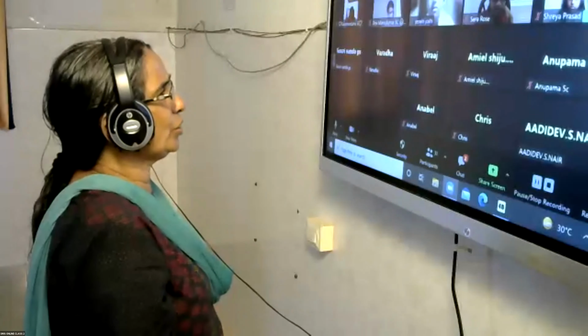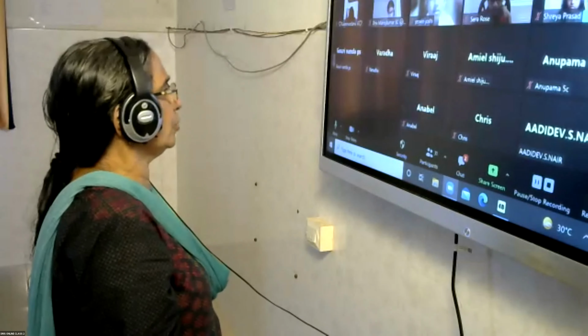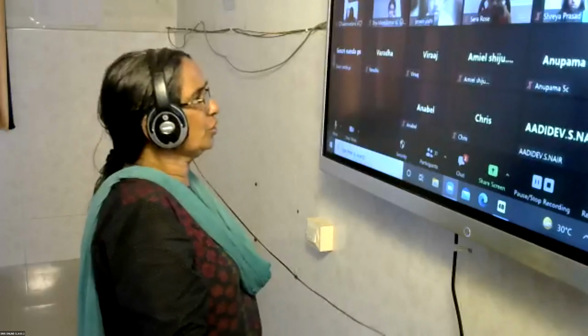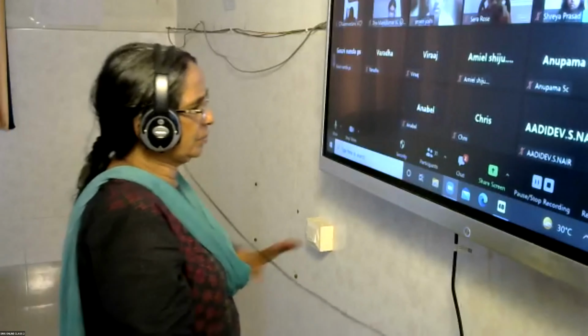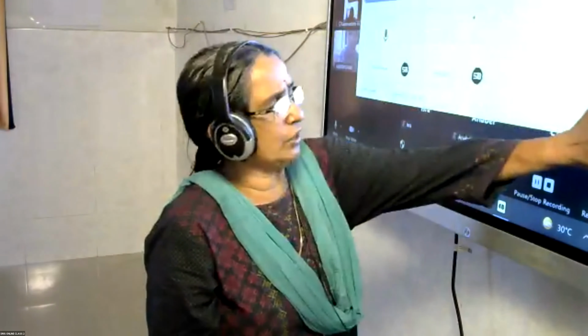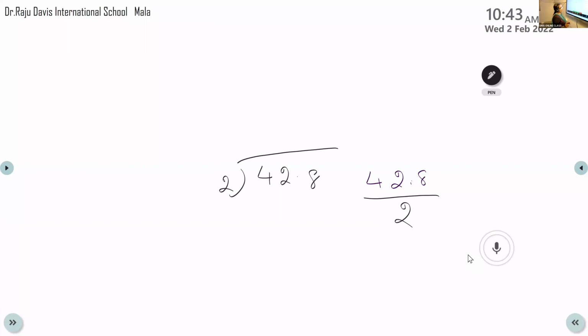I'm not saying about LCM. We are going to divide now. So, Rohit, now we are going to divide which number? One decimal number by a complete number. For example, now, 42.8 divided by 2, you are dividing. So, take the first number, 4. How many times is it possible? Two times, two twos are four. So you can write 2 at the top.